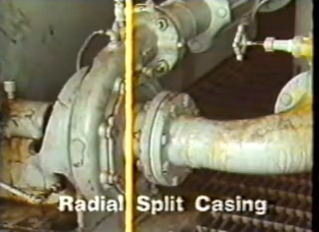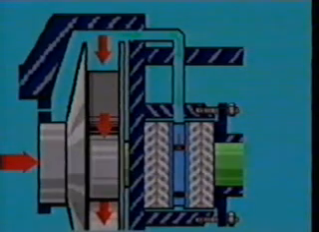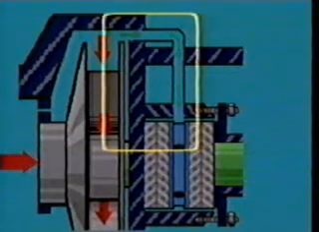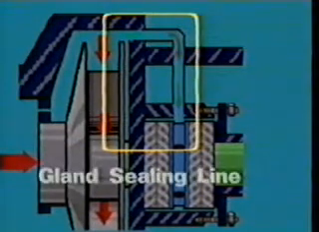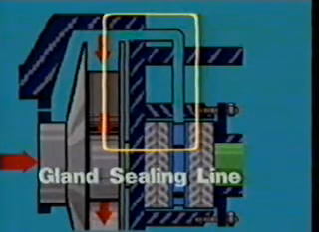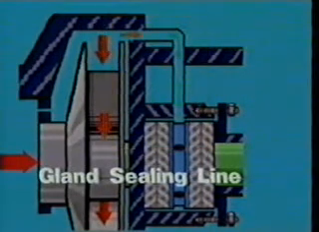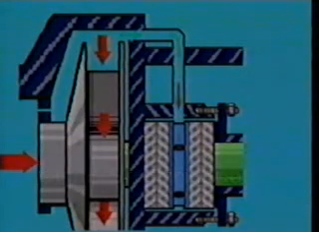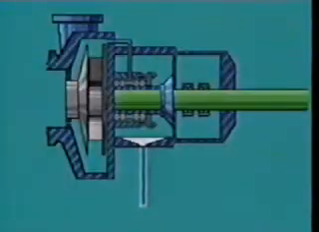With some larger centrifugal pumps, there's a gland sealing line that supplies sealing fluid to the packing in the stuffing box. Most often, the sealing line delivers fluid to the stuffing box from the upper casing. Sometimes, though, the sealing fluid may come from an external source, particularly if the pump is pumping a corrosive or abrasive substance.